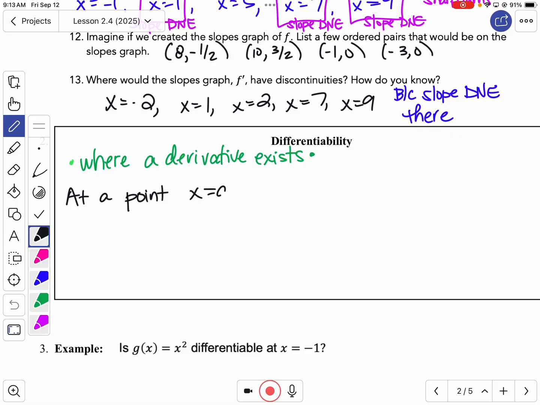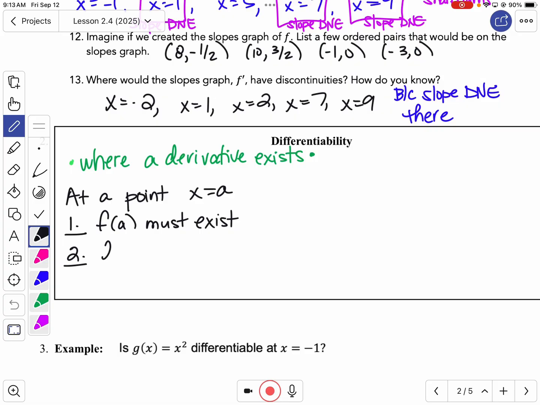Call it x equals a, okay? There are 2 qualifications that must be met. The first is this, okay? F at a must exist. So there has to be a function value at that point, okay? So there has to be a value for the function.